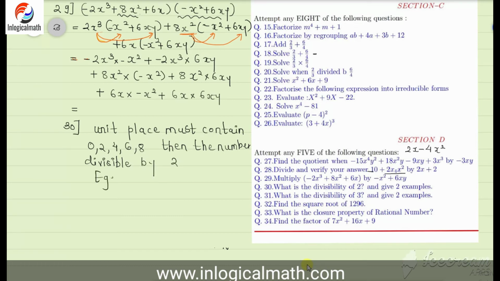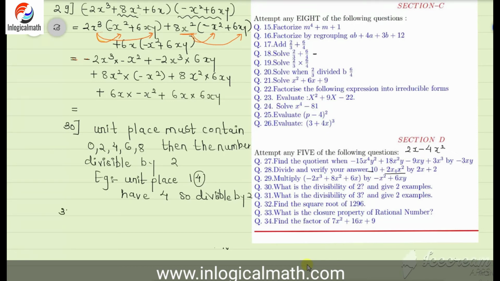For example, we will take 14. The unit place contains 4, so it is divisible by 2. Now you have to give two examples. I have just given one example. Take another example on your own.